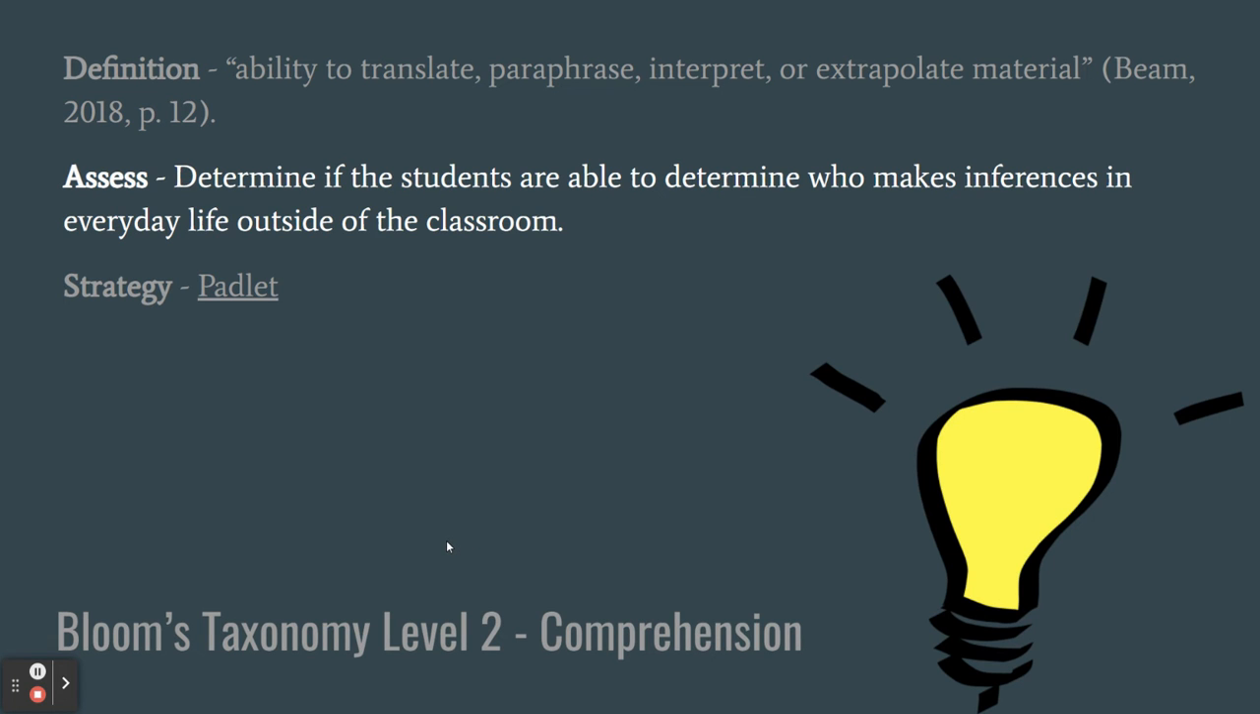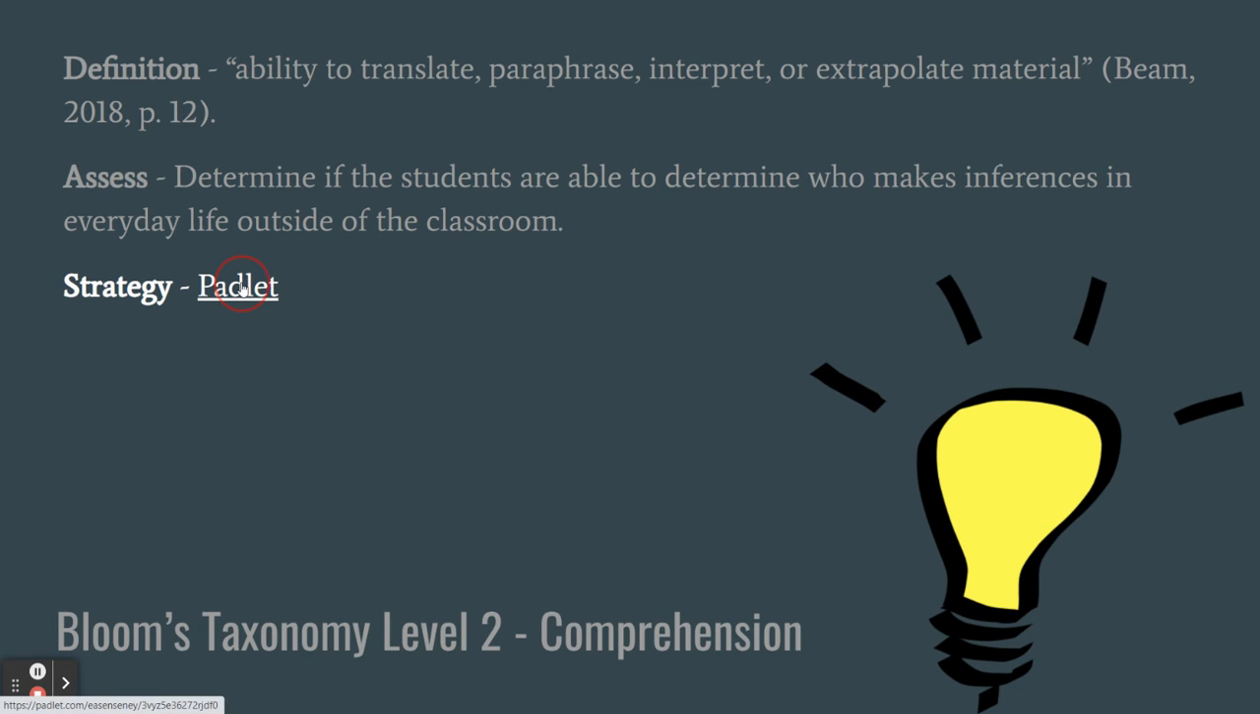The way I would suggest assessing making inferences on the comprehension level of Bloom's taxonomy is to determine if the students are able to determine who makes inferences in everyday life outside of a classroom. So basically, I want the students to think outside of just reading a text and making a guess about what a character may be thinking or what may be happening behind the scenes. I want them to look outside of the text, outside of the classroom, and apply that same knowledge of making inferences and drawing conclusions to the real world. Who would be able to make inferences outside of the classroom?